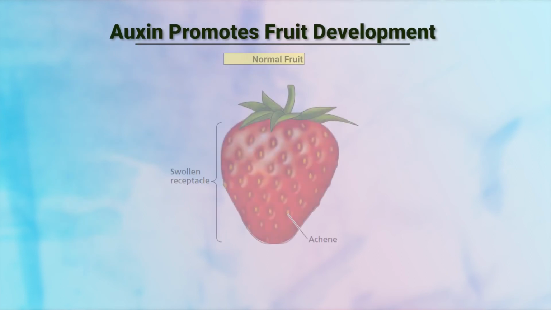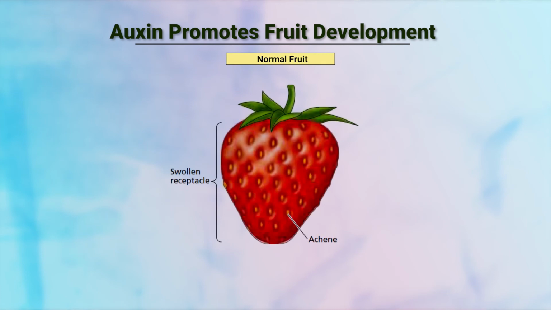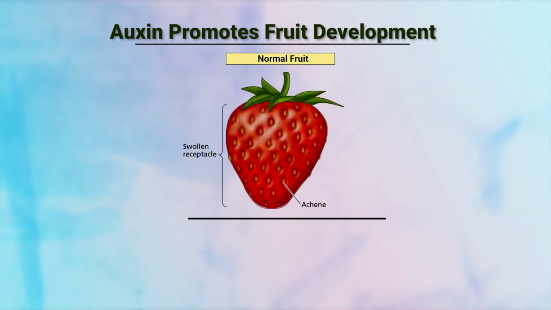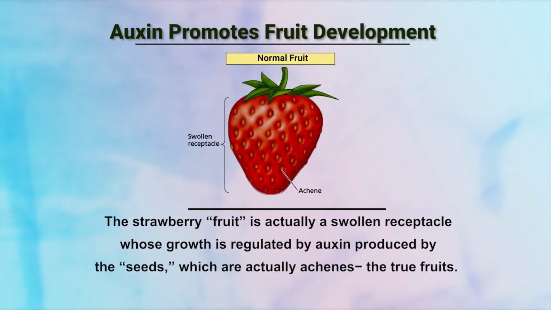Auxin can also promote development of fruit, for example, this strawberry fruit. The so-called strawberry fruit is actually not a true fruit but a swollen receptacle. These so-called seeds, as we see here, are actually achenes, that is, the true fruits. Now, these achenes synthesize auxin, and that ultimately results in the development of the receptacle.